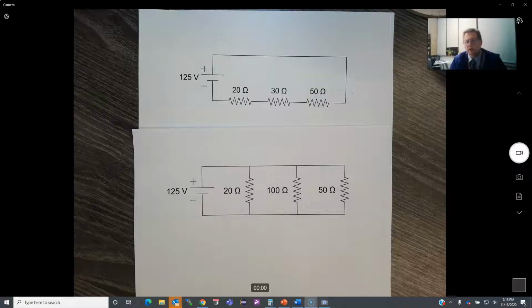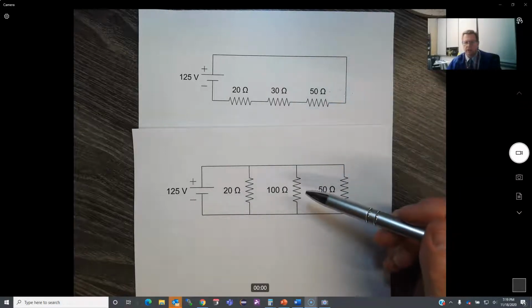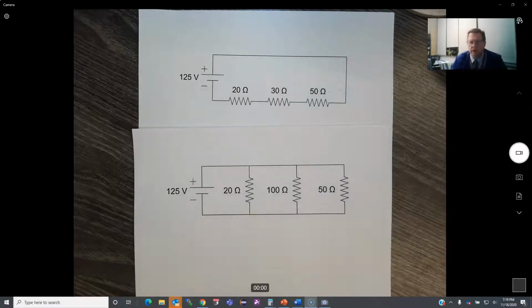Alright guys, we're going to take a look at some practice problems right now for you to look at before we do the real problems. So if you look, I have two different circuits here right now. The top one up here is a series circuit. The bottom one down here is a parallel circuit. So we're going to take a look at doing the solutions for these.